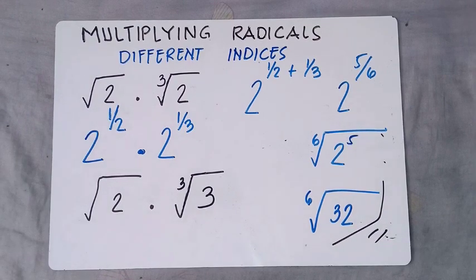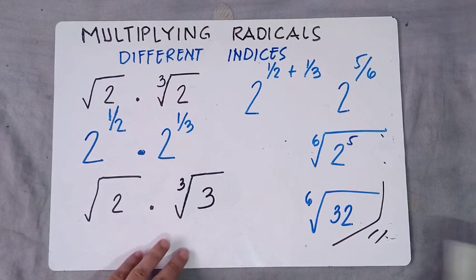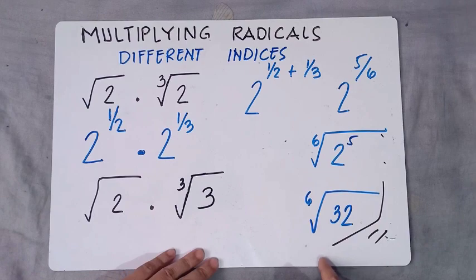Alright, so that's our answer. Now, what if... okay, let's answer number 2. Okay, that's our answer for number 1, 6th root of 32.